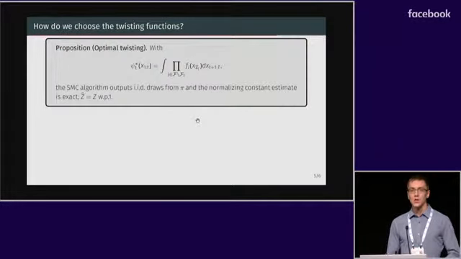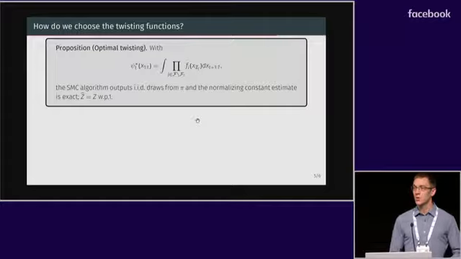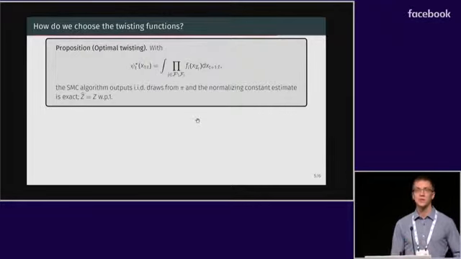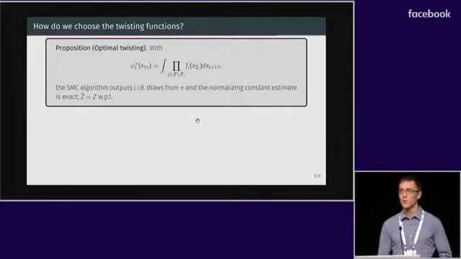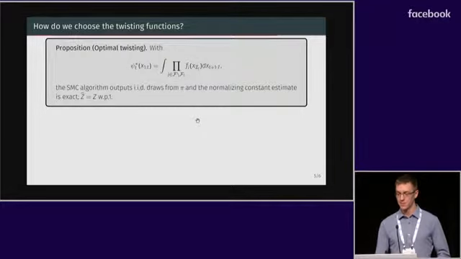In fact, we show that if we select these twisting functions according to this equation, then the resulting SMC algorithm will output IID samples from pi, and its normalizing constant estimate will be exact with probability 1. Now, clearly that is a bit too good to be true, and the problem, of course, is that computing these optimal twisting functions psi star is just as difficult as solving the original inference problem.